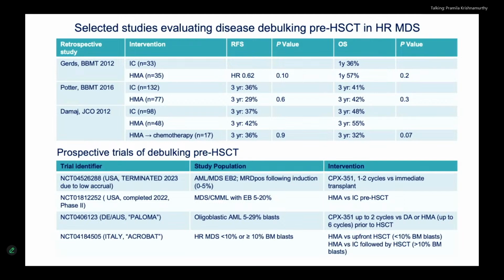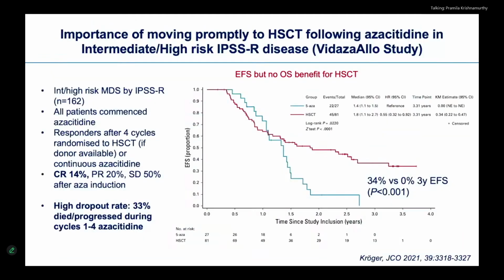Alternatively, there are some other studies. The second one is not yet reported that I could find, which was looking at HMA versus intensive chemotherapy in MDS-CMML with EB 5 to 20%. Then there are a couple of ongoing studies, ACROBAT, which I've also mentioned already, and PALOMA, which is a German-Austrian collaboration and is looking at oligoblastic AML, so including MDS-EB2, effectively, and looking at the role of CPX-351 for up to 2 cycles versus either DA or HMA prior to transplant.